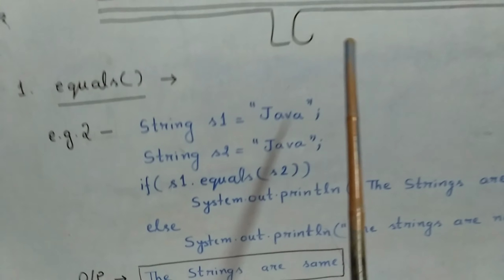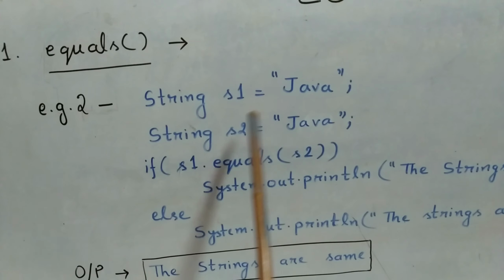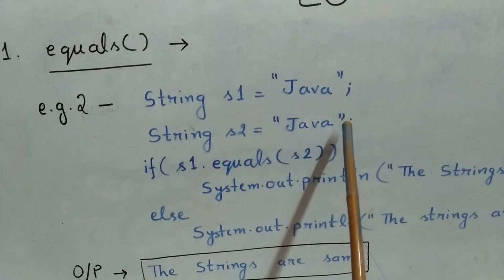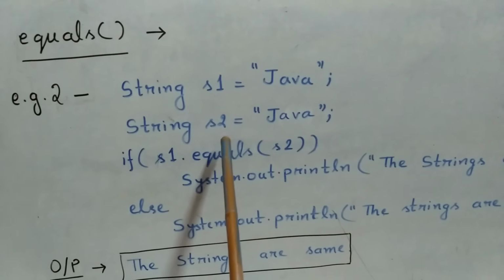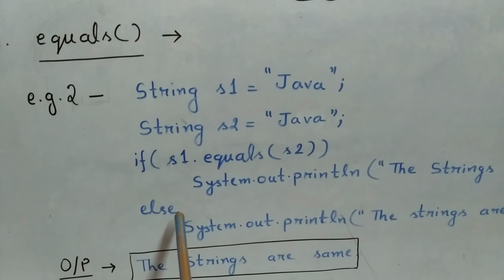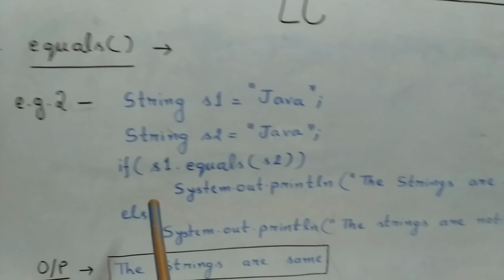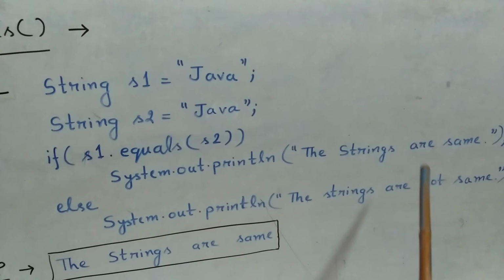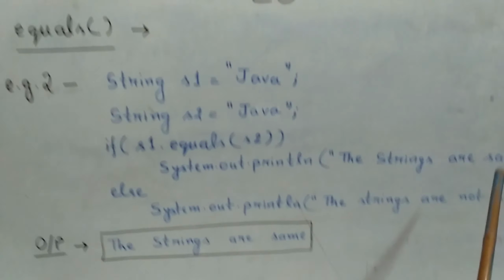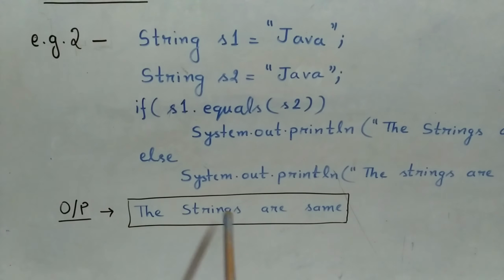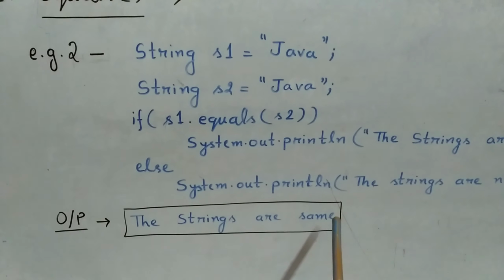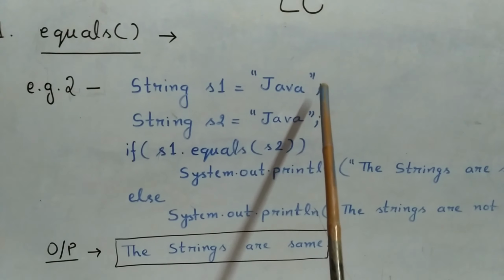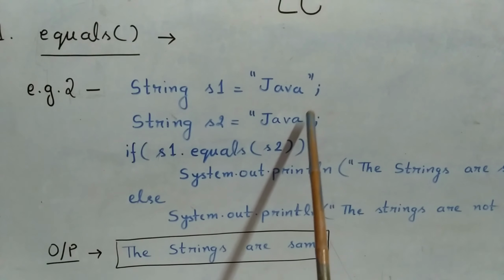Second example, string s1 equals Java in running hand and string s2 equals Java also in running hand. Now, a decision making statement, an if else statement basically, has been deployed to check whether these two strings are same or not. Well, it has resulted in the strings are same, since there has been no mismatch of characters between these two strings.